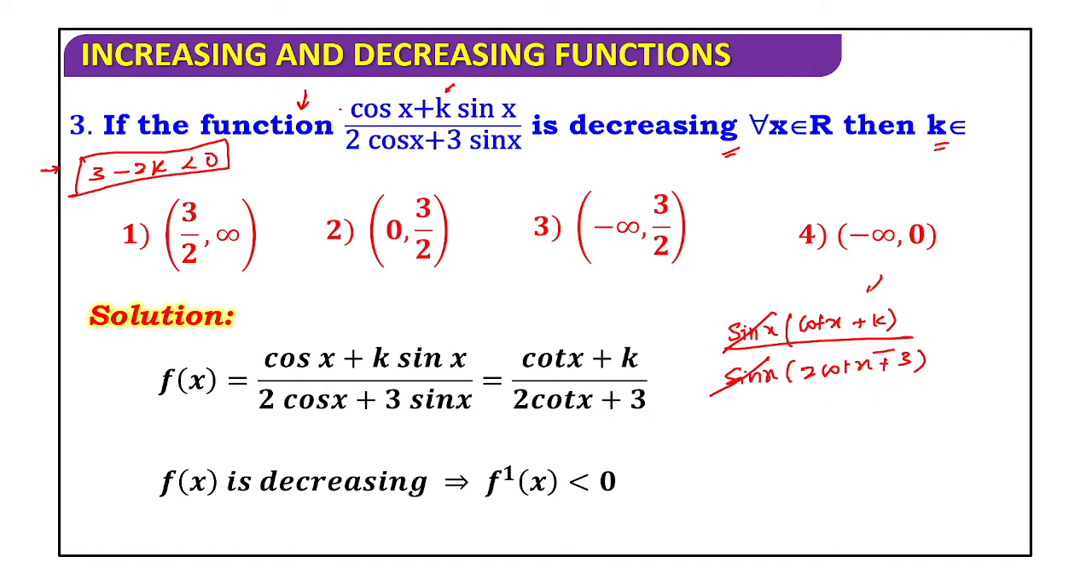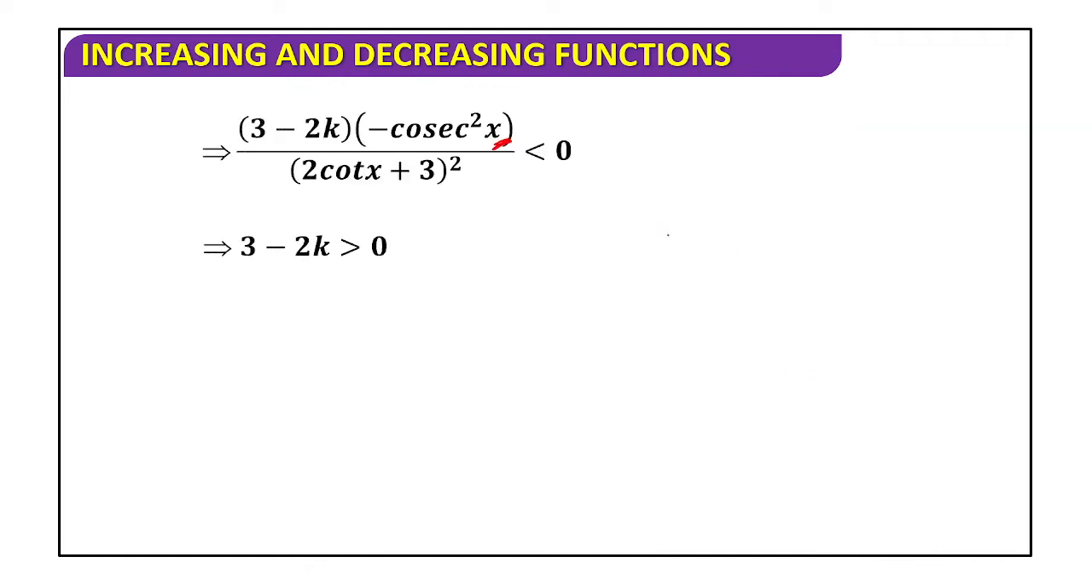So now if I differentiate this function, you are going to get (3 minus 2k) into minus cosecant square x divided by (2 cot x plus 3) whole square. Okay. So you just see, you have the minus sign here, you multiply for this. So that will be minus of (3 minus 2k) into cosecant square x divided by (2 cot x plus 3) whole square, and this should be lesser than 0.